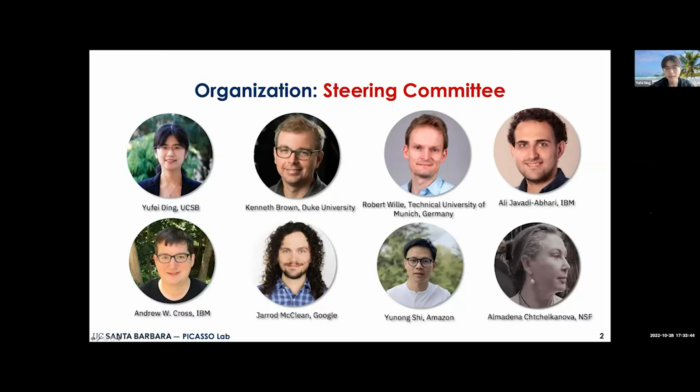Jarrod McClean is a staff research scientist at Google Quantum Artificial Intelligence Lab. He is a world-leading expert in quantum chemistry. He pioneered many frontiers of quantum chemistry and quantum optimization. He is also the main inventor of the variational quantum algorithm, so if you are studying quantum machine learning, you must know him. And Yunong Shi currently leads the efforts of quantum compiler design at Amazon Braket. He also specializes in quantum architecture design, low-level device control, and formal verification.